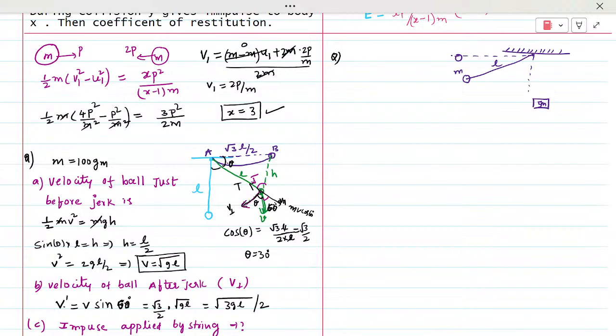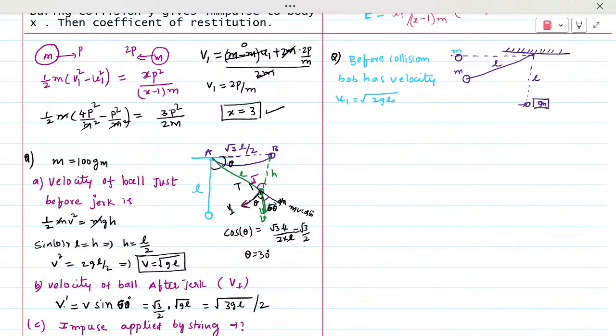Now it will become straight here, and when colliding, it will become straight, length L. That means before collision, the bob of mass m has velocity v. That means u1 is equal to root 2gL.